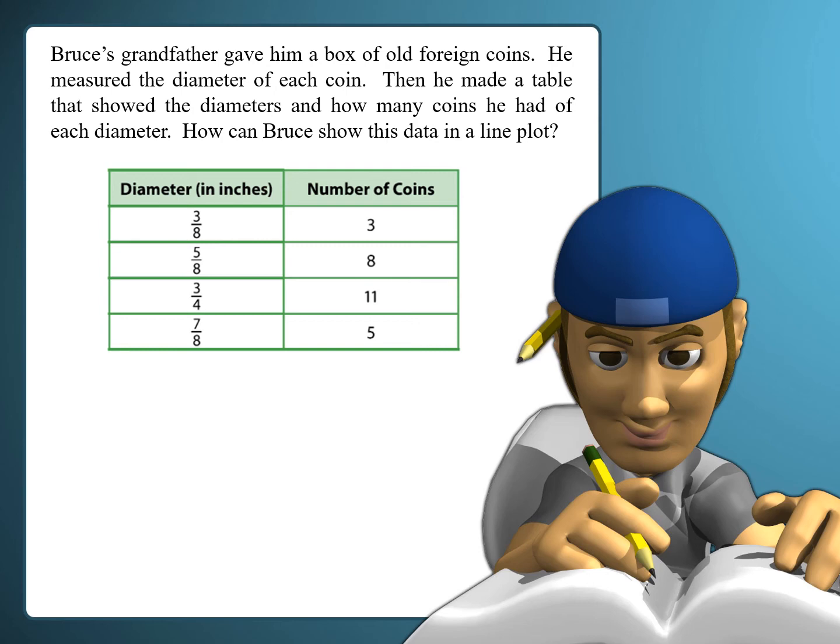By doing that, now I can look and say for 3/8 inches in diameter, there are 3 coins. For 5/8 inches in diameter, there are 8 coins. For 3/4 inches in diameter, there are 11 coins. And for 7/8 of an inch in diameter, there are 5 coins. So think about how you want to create your line plot.